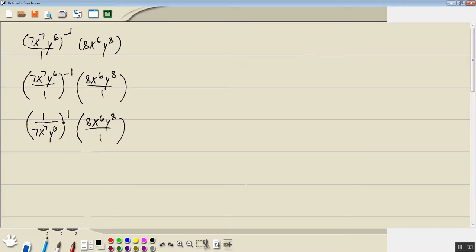Now that first power here doesn't do anything anymore, so we'll go ahead and multiply these together. 1 times that gives us 8x to the 6, y to the 8th. And 7x to the 7th, y to the 6 times 1 just gives us 7x to the 7th, y to the 6.